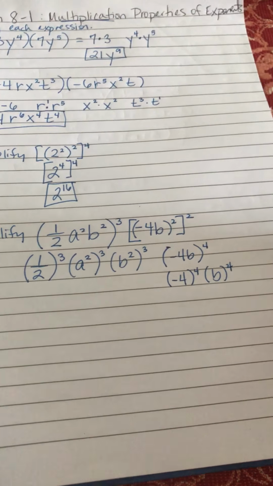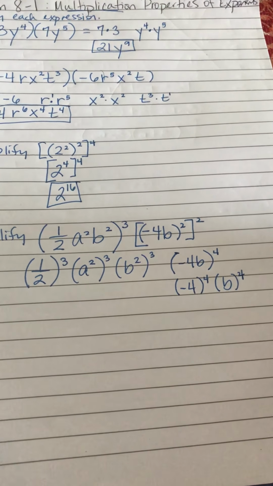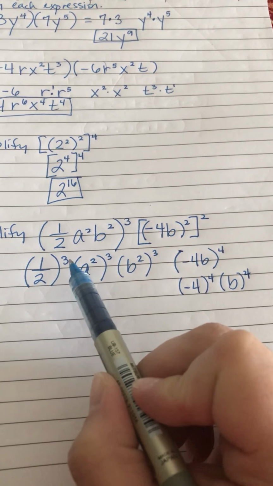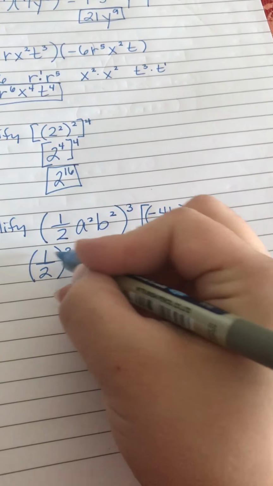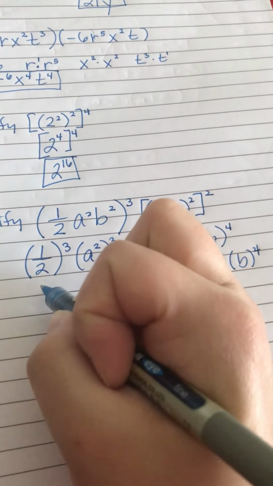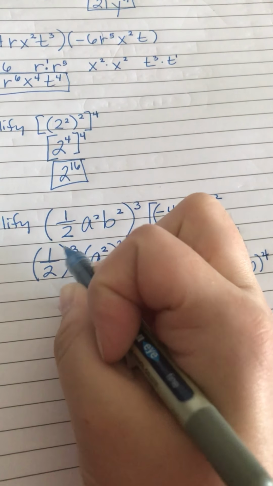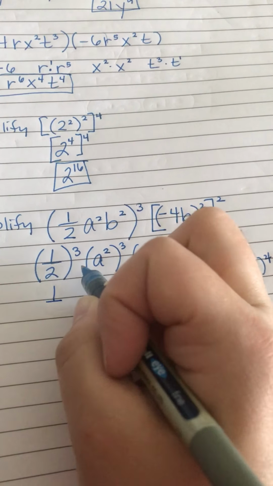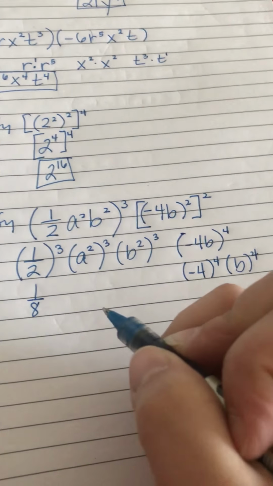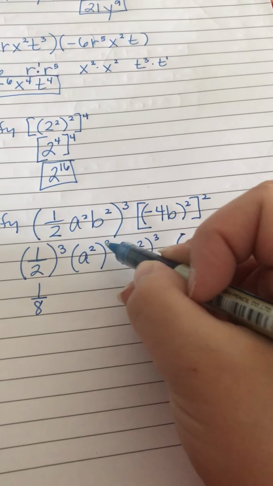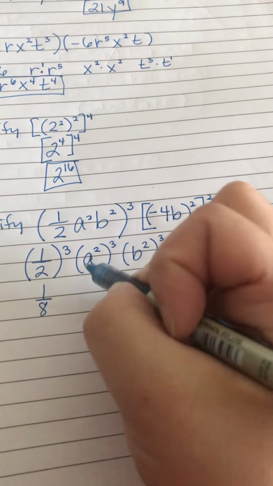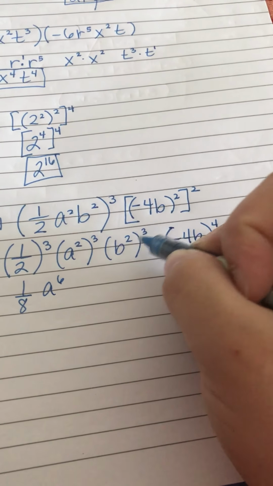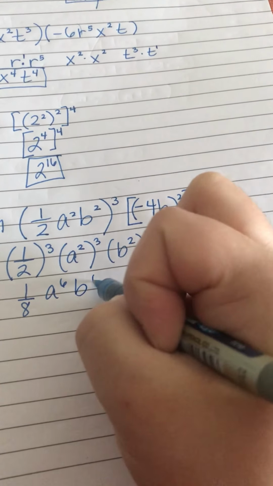All right, so now I have a little bit more to do. Here, 1/2 to the 3rd power is 1 to the 3rd power and 2 to the 3rd power. 1 to the 3rd power is 1 times 1 times 1, which is 1. 2 times 2 times 2 is 8. Multiply these because there's parentheses and an exponent. So a to the 6th. Multiply these because there's parentheses and an exponent.